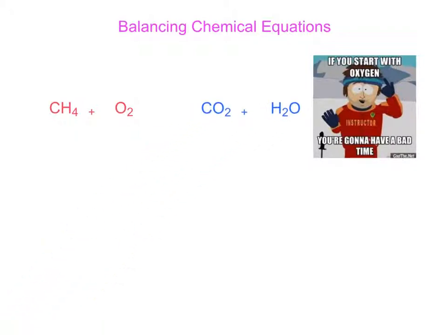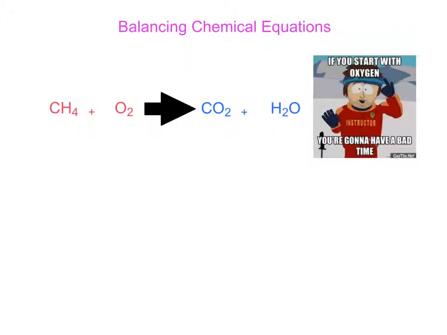Now in between here, you will have basically an arrow. And that arrow means that one side yields the other side. So what I mean by that is this side, the red reactants here, will actually turn into the green products right there.